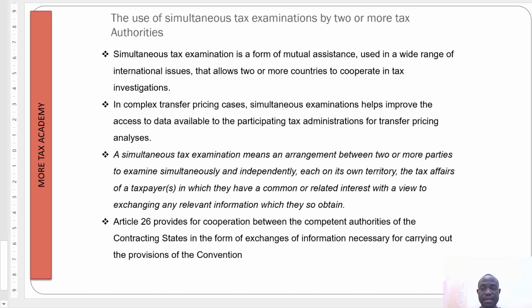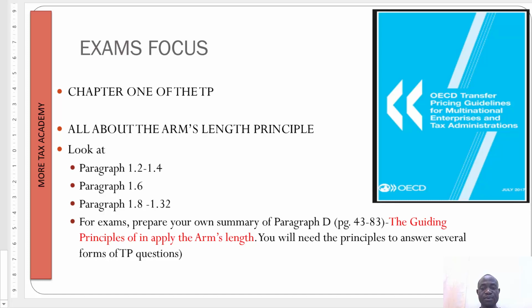So, ladies and gentlemen, it's 35 minutes. I wouldn't want to have a very long lecture. Today's one is just to tell you what is contained under Article 9. So our next lecture is going to focus on the exams, and we are going to use this book.